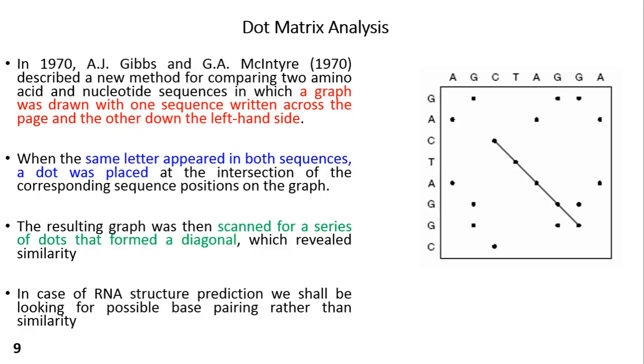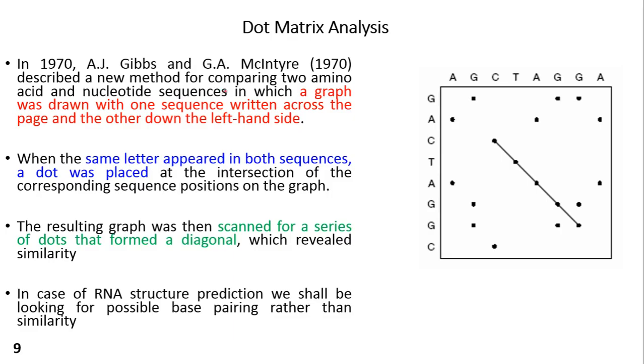Let us first talk about what exactly this dot matrix analysis is. Basically, this dot matrix analysis was proposed in 1970 by A.J. Gibbs and G. McIntyre. These two proposed this dot matrix analysis as a new method for comparing two amino acid and nucleotide sequences. The objective was to compare amino acid or nucleotide sequences.